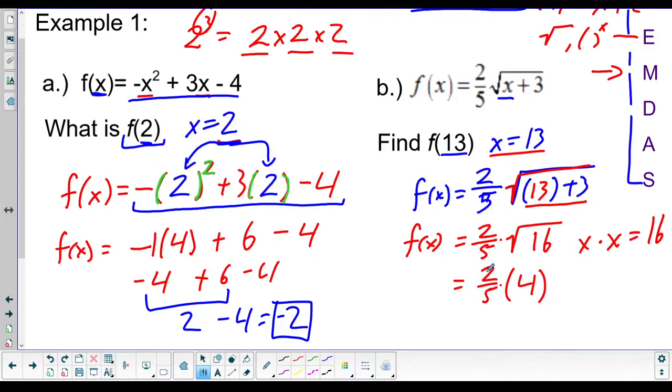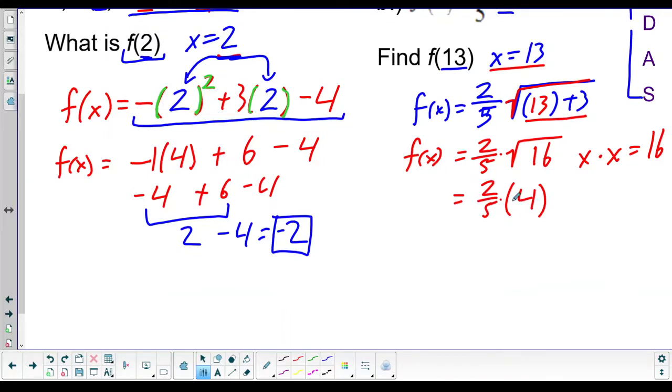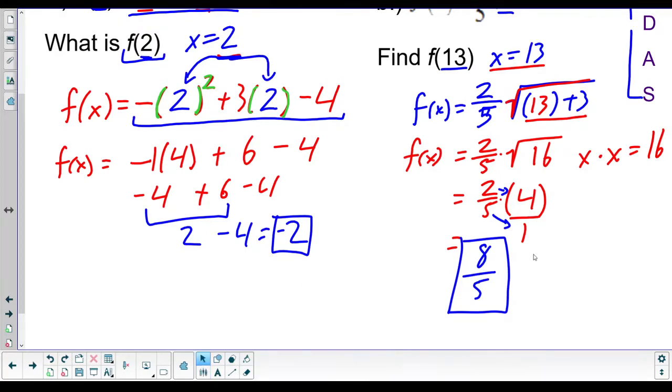Now we need to do 2/5 times 4. So the way you do a fraction times a number is you turn your single number into a fraction. So we'll put it over 1. And then we multiply straight across. So top multiplies to top, bottom multiplies to bottom. So 2 times 4 is 8, and 5 times 1 is 5. And then in this class, we'll leave this as a fraction. I don't want it as a decimal. All right, so there's 2 good examples of evaluating functions.